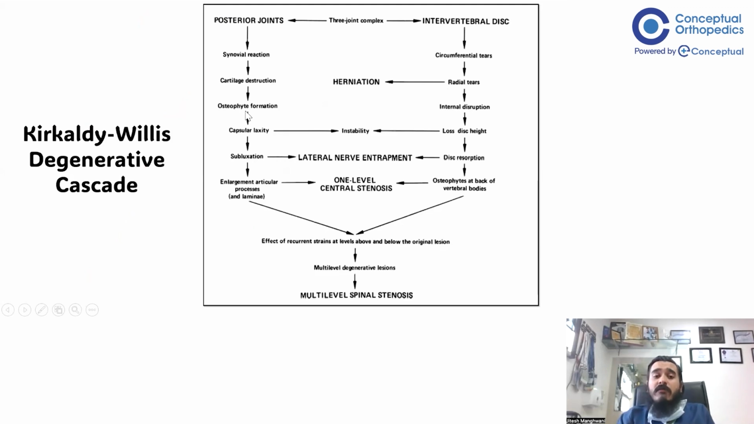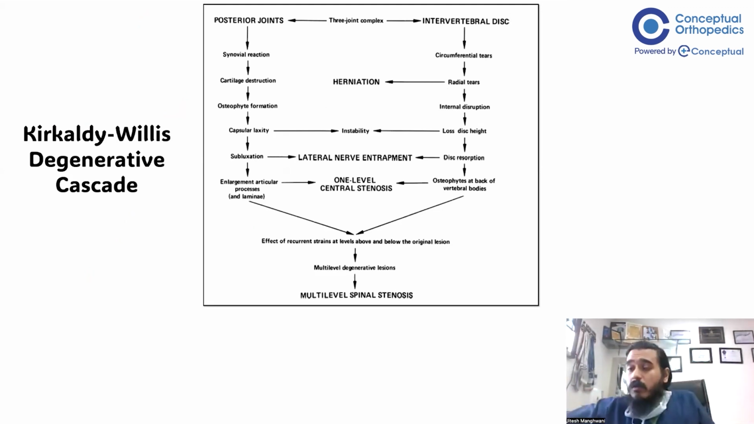Now, the Kirkcaldy-Willis cascade is a degenerative cascade that tells us why exactly and how exactly the degeneration happens that impacts the spine overall. So we consider a segment of the spine. A segment is two vertebral bodies and the disc space. So these two vertebral bodies and the disc space in between would form the segment. These are considered to be a three-joint complex. What is a three-joint complex? One of the joints is the disc, and the other, posterior joints are basically the facet joints.